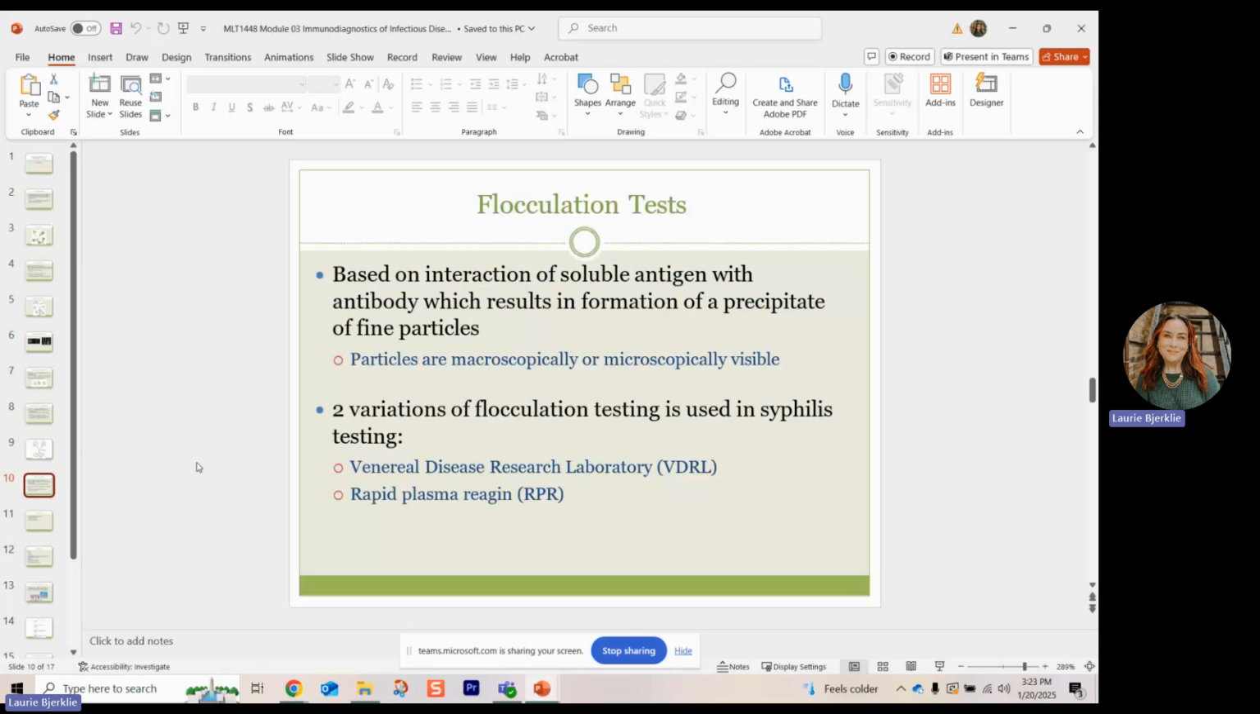Probably the main ones that we deal with would be syphilis testing. The VDRL and the RPR are two different screening tests that use precipitation testing methods. So these are screening methods for syphilis. If that was positive, then we would reflex over and confirm the syphilis with a different method. But these are just quick screening tools to say yay or nay. If it's positive, then we would confirm it first.